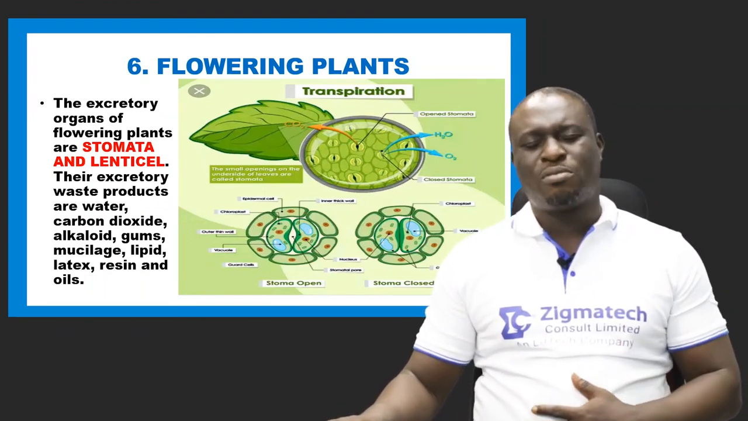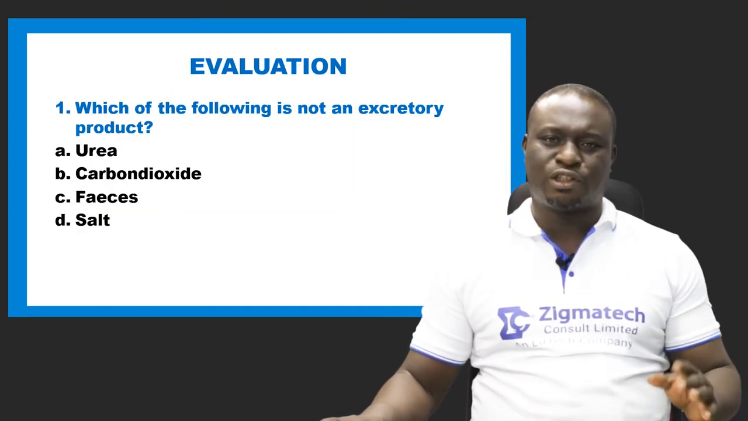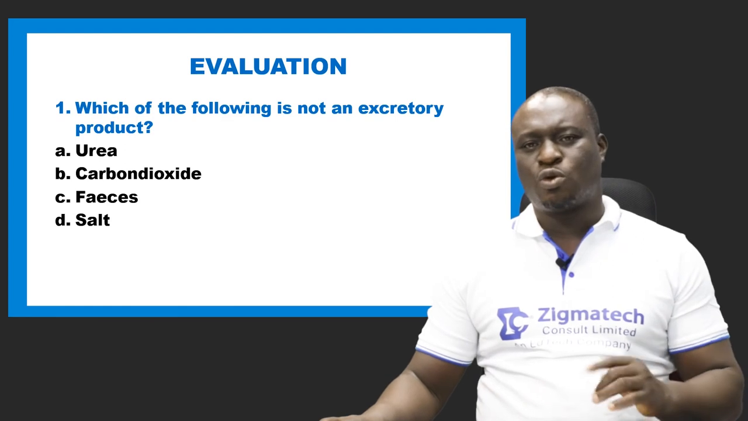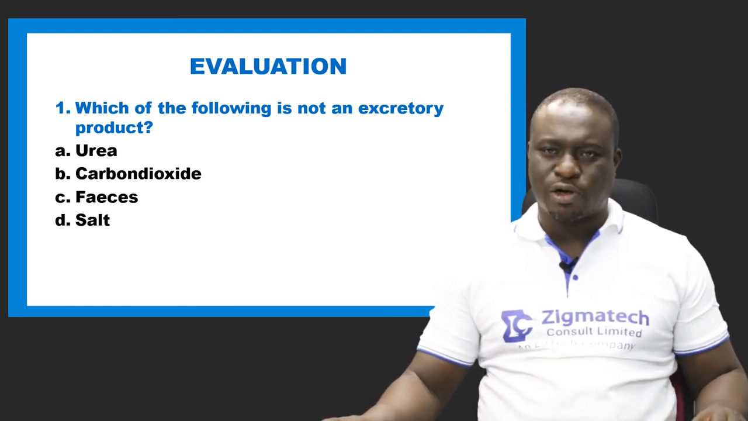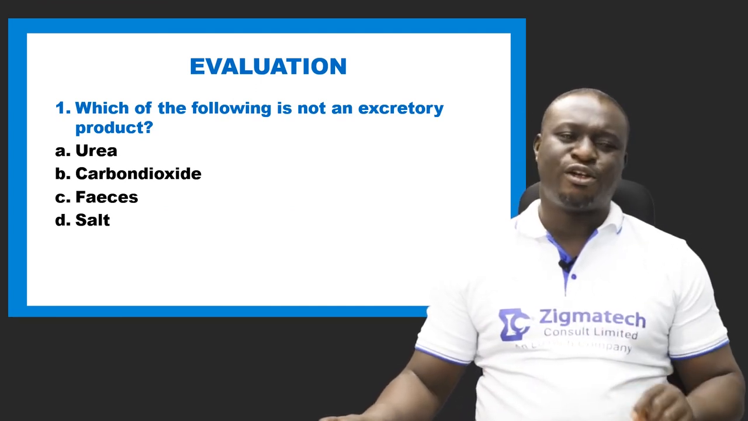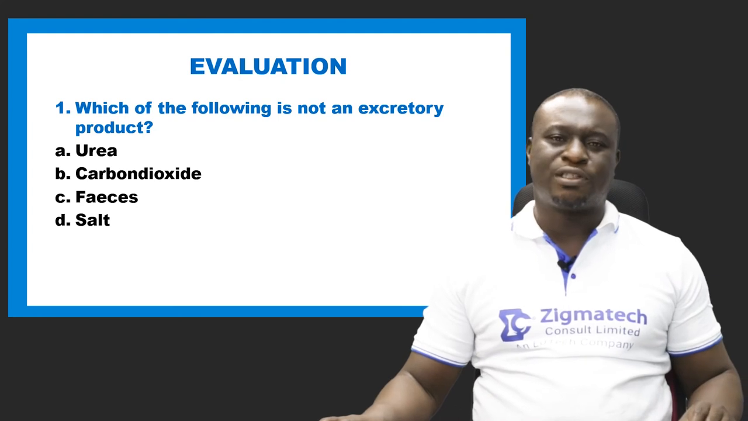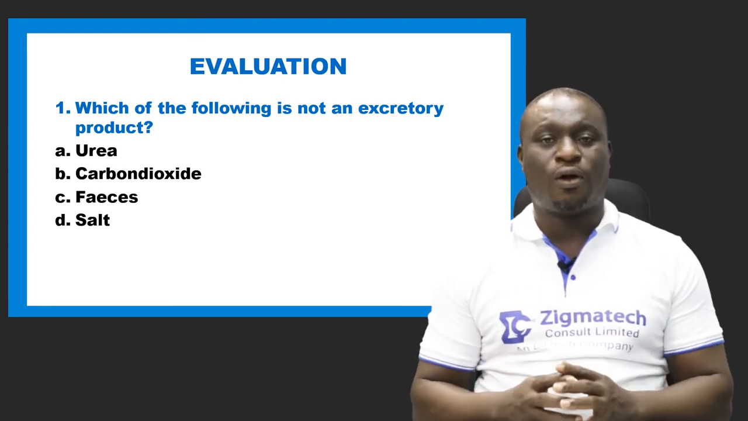Now, we have come to an end in this particular class, but let's take a look at some evaluation questions. Question one. Which of the following is not an excretory product? A, urea, B, carbon dioxide, C, feces, and D, salt.